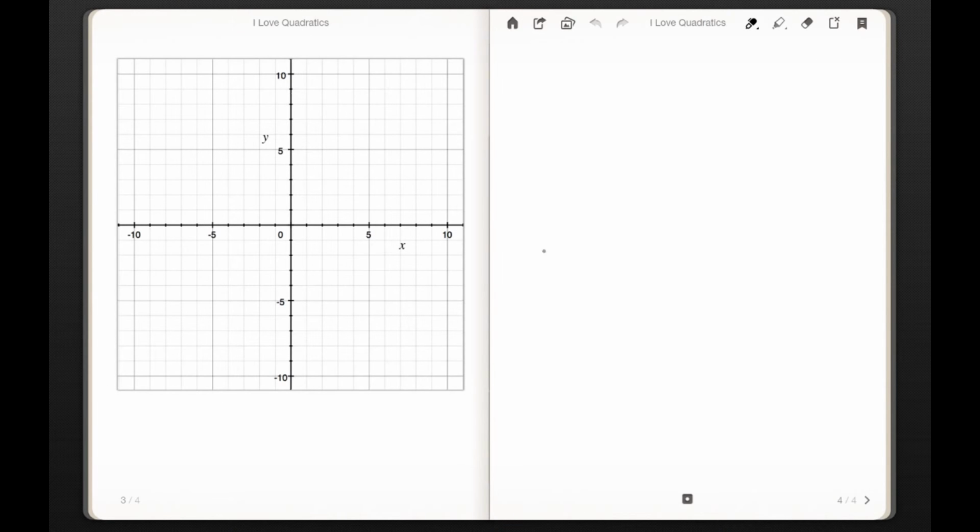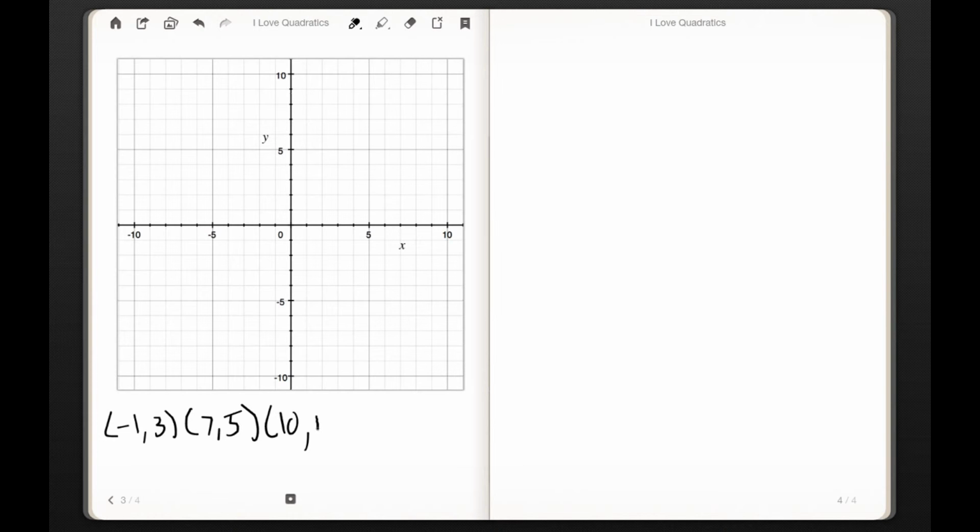Now we're going to do the same thing one more time, except this time we're going to graph it to prove that we really can, just given 3 points, this point, and this point. We're going to prove that just given these 3 points on the graph, we can draw the entire graph.